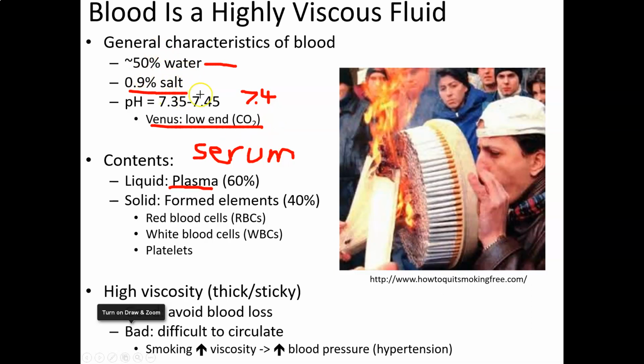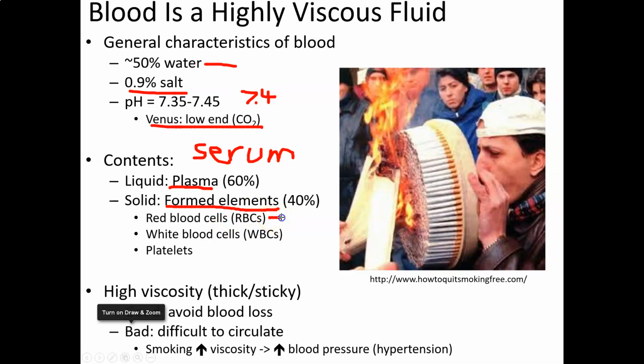So some of the general characteristics: it's thick, it's sticky, it's about more than half water, it's salty, and it's got a pH right around 7.4. It's a little higher than neutral. The other portions of the blood are the solid portion, or what we call the formed elements. So the formed elements are important for a number of reasons, and there are three basic formed elements.